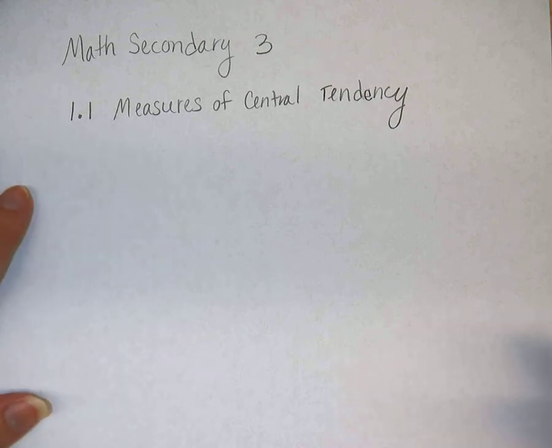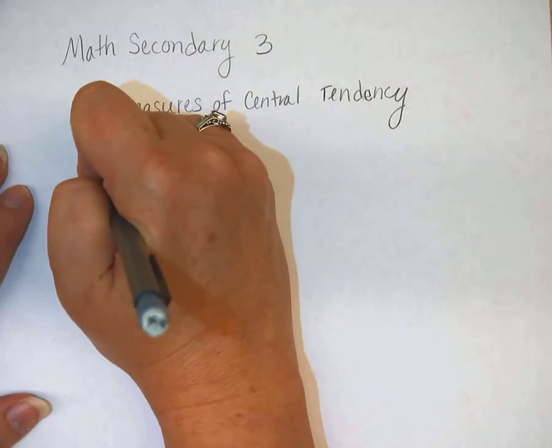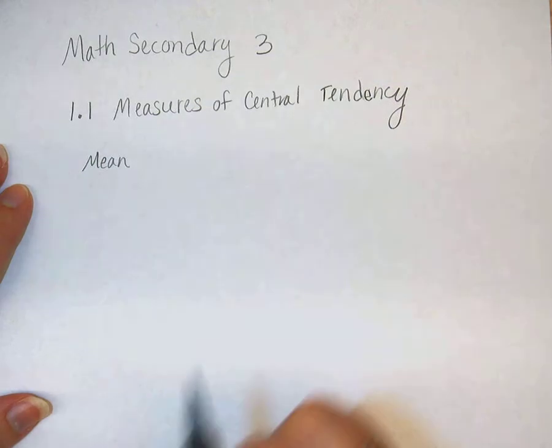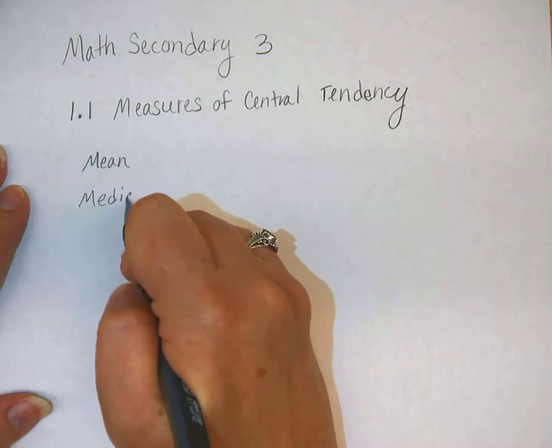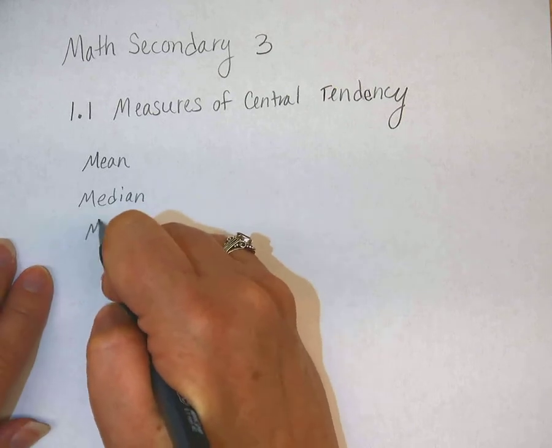This is Math Secondary 3, and we're starting in our first section, first unit, on statistics. Today we'll be discussing measures of central tendency. There are three measures of central tendency. They are the mean, the median, and the mode.